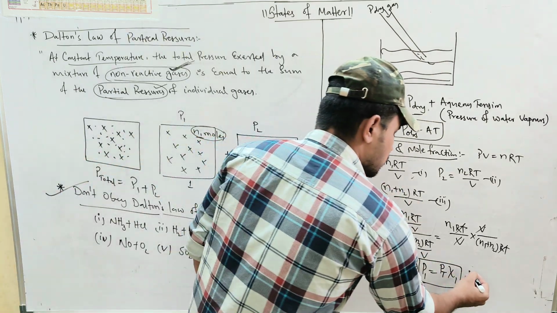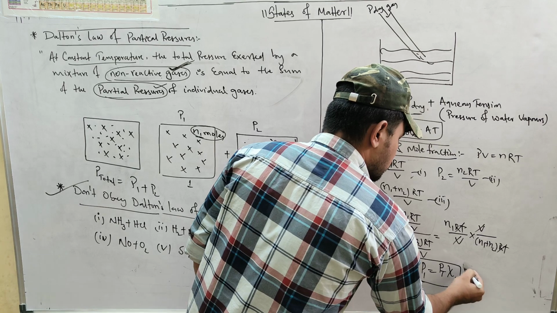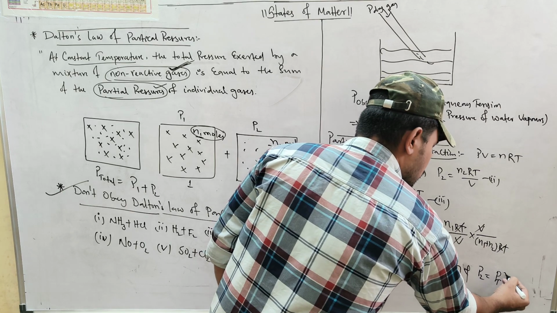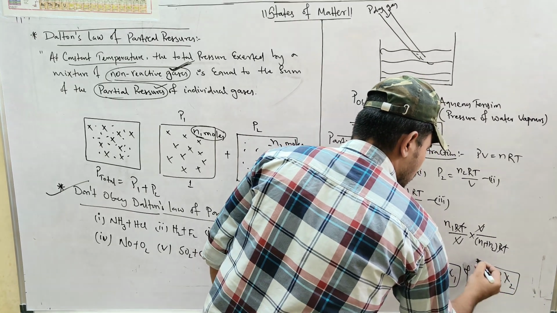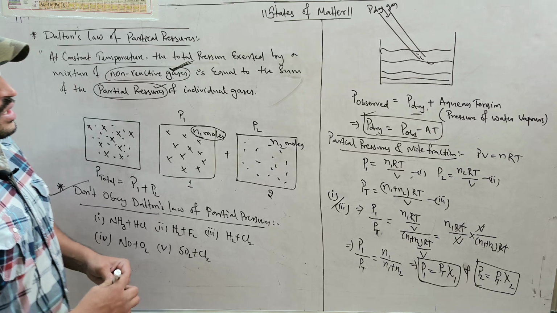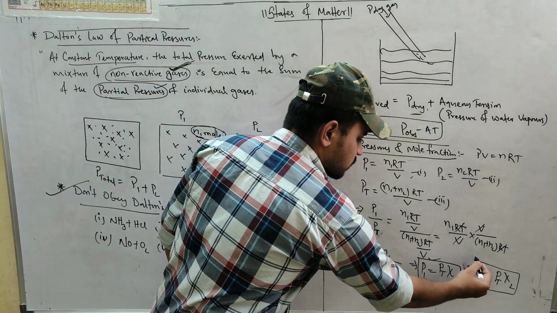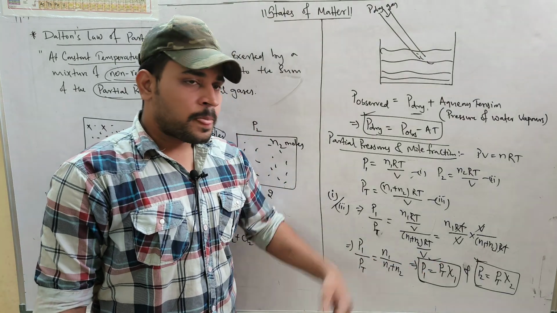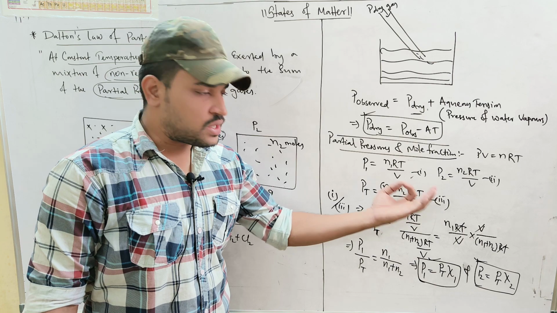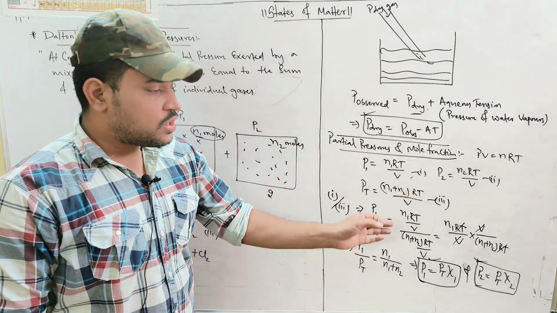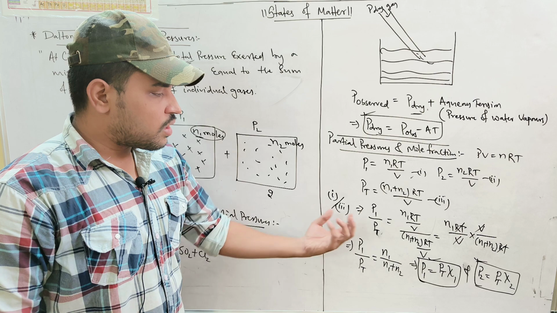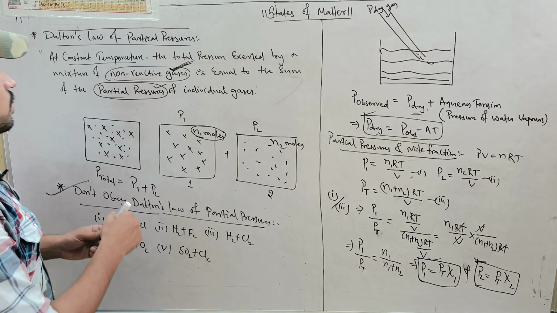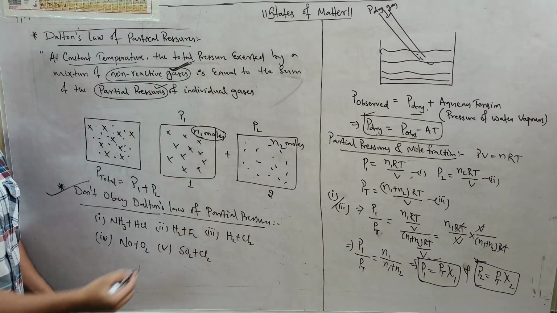And similarly for the second gas we can write, for P2, the total pressure into the mole fraction of the second gas. So these partial pressure formulas: P1 is equal to the total pressure into the mole fraction of the first gas, and the partial pressure of the second gas is equal to the total pressure into the mole fraction of the second gas. These two formulas are very important for doing the numericals, and the concept is very important.